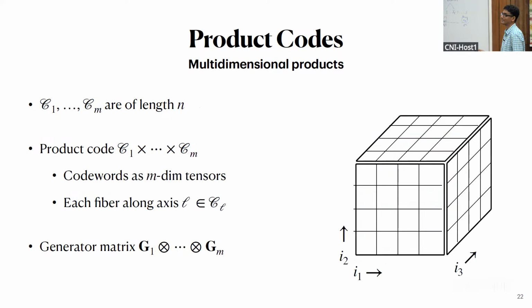You can readily extend it to multidimensional. So let's say you have an m-dimensional array. You take m codes of the same length n. Actually, for product codes, they don't have to be of the same length, but in my talk, I need them to be of the same length. You take the product written in this particular order, C1 to Cm. You think of code words as these m-dimensional tensors. Then each fiber along one particular axis, the lth axis, should belong to Cl. Again, this becomes your generator matrix.